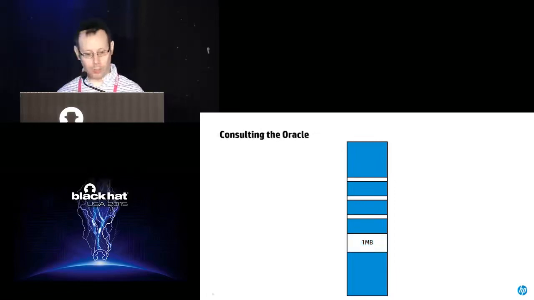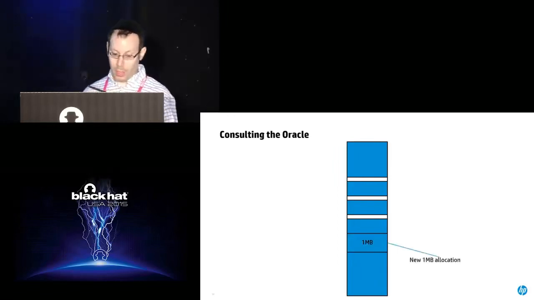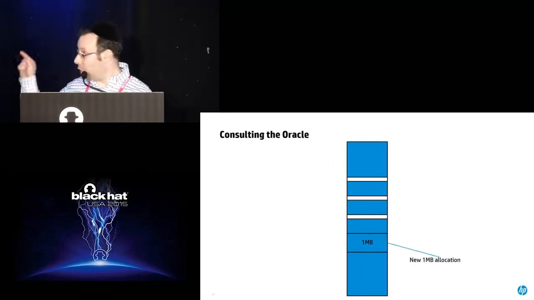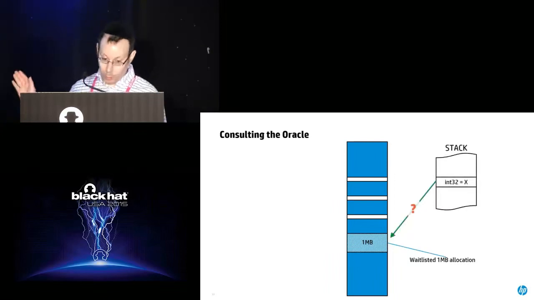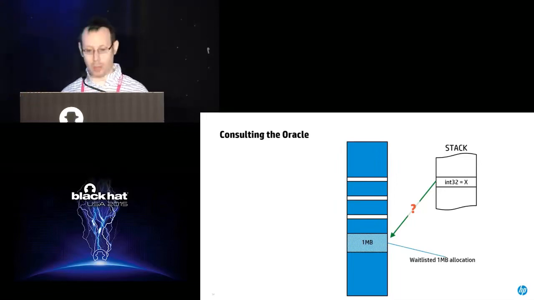We guess an address X, and we want to consult the oracle to determine if X falls within the hole. We make a 1 megabyte allocation, so now the hole is occupied, and then we free the allocation we made, meaning that it gets passed to protected free. Protected free puts the allocation on the wait list. As far as the heap manager is concerned, the memory is still allocated. Now we plant X as an integer on the stack, and while X is there on the stack, we do something that triggers memory reclamation.